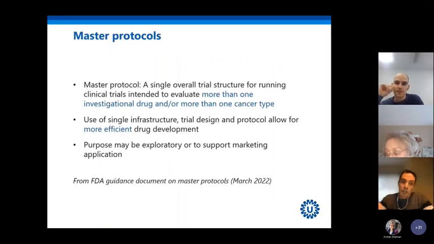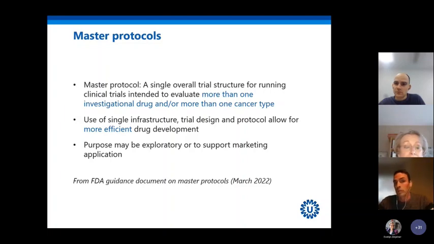So what is, as Matthew already mentioned, a master protocol is basically just a single overall trial structure for running clinical trials, and the intent is then to evaluate either more than one investigational drug or treatment. It can be any treatment. In this presentation, I talk about drugs, but there are also master protocols for exercise interventions and other types of interventions. So it's not just restricted to drug research.